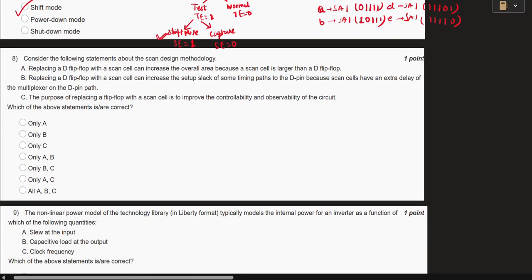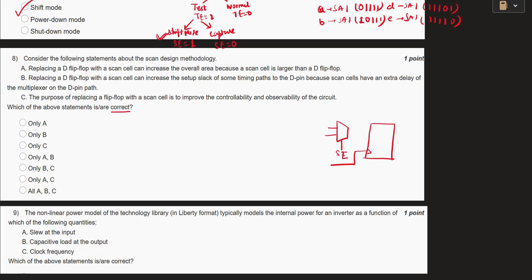Going to the eighth question: consider the following statements about the scan design methodology. We have to select the correct one. Let's go through each statement. Replacing a D flip-flop with a scan cell can increase the overall area because a scan cell is larger than a D flip-flop. Yeah, that is a correct statement, because in a scan cell we have a D flip-flop and apart from that, we have a mux also. The mux is also there, and its select pin is connected to the scan enable.